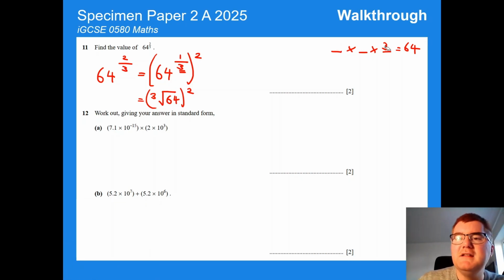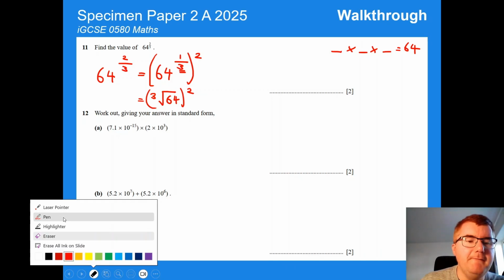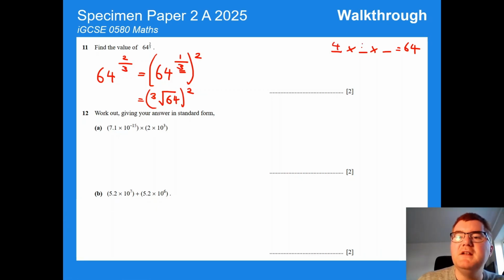If we try the next biggest number, which is 4, 4 times 4 is 16. 16 times 4 is 64. Perfect. That means the cube root of 64, working backwards, is equal to 4. Now don't forget, we're going to square whatever answer we get. And remember, squaring is the same as 4 times 4, and that gives us 16.